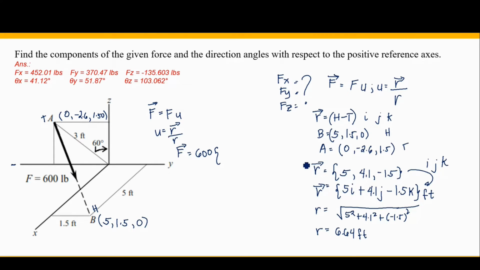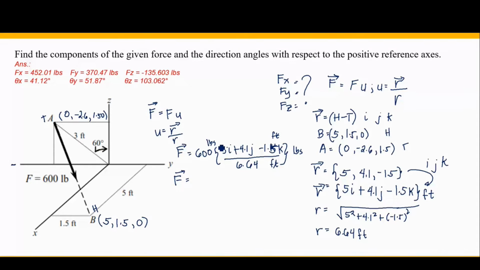position vector R. So, we have 5i plus 4.1j minus 1.5k all over 6.64 feet. So this one is naka-feet, ito is naka-feet also. Cancel, cancel. So we are left with pounds. Ito is naka-pounds. So this is equal to, so kindly compute 600 multiplied by 5 divided by 6.64.